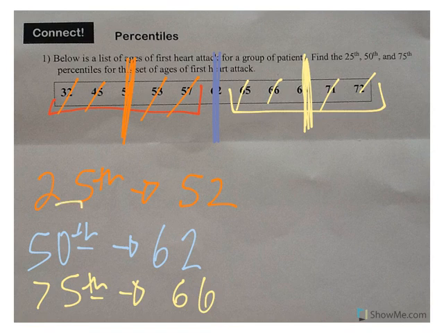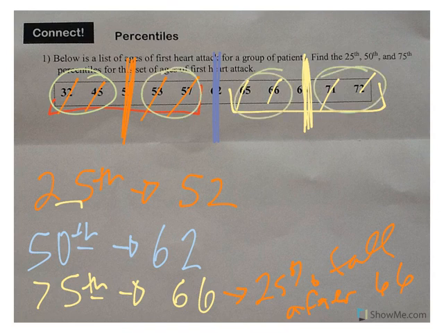So again, 25% of my data falls in front of 52. 50% of my data falls in front of 62, and 75% of my data falls in front of 66. Or you could think of this as 25% falls after 66 or above 66. And again with the whole 2 numbers, 2 numbers, 2 numbers, 2 numbers. Always will work like that when you're talking about quartiles.